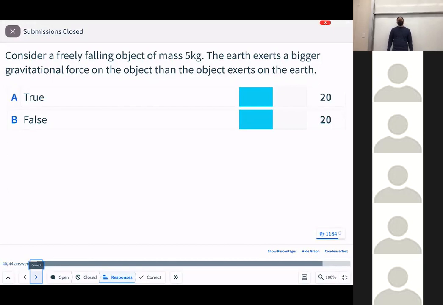Anyone want to make the counter argument? So someone made the argument for true, that the Earth does indeed exert a larger force on the 5 kilogram mass than the 5 kilogram mass exerts on the Earth. Let me check.